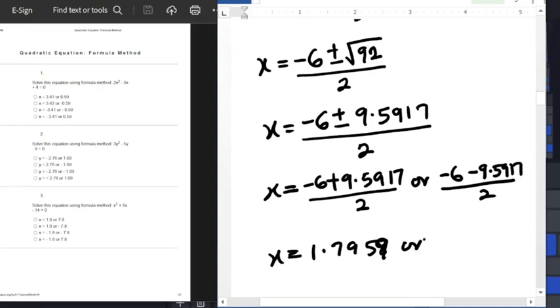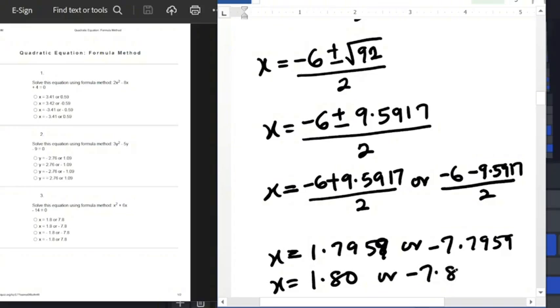1.7959, or minus 6 minus 9.5917 divided by 2. So this gives minus 7.7959. So to 2 decimal places, this is going to be 1.80, or minus 7.80. So 1.80 or minus 7.8, okay, that is option B. Option B has 1.8 or minus 7.8.